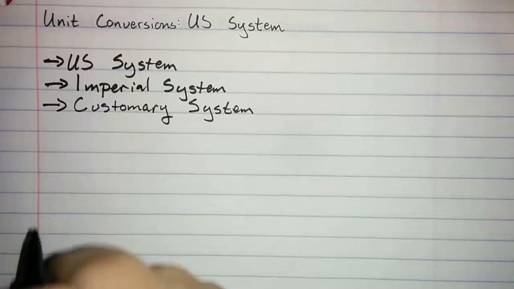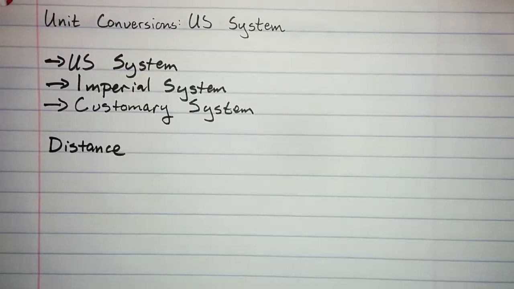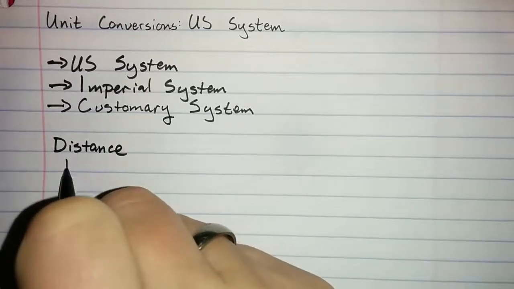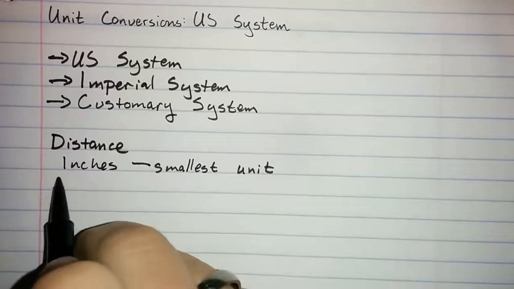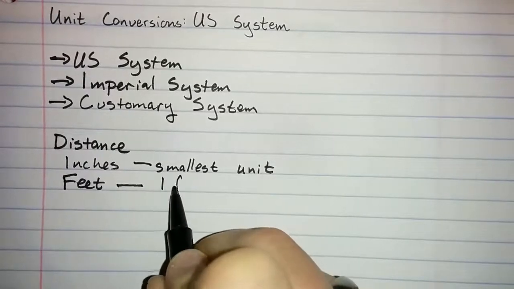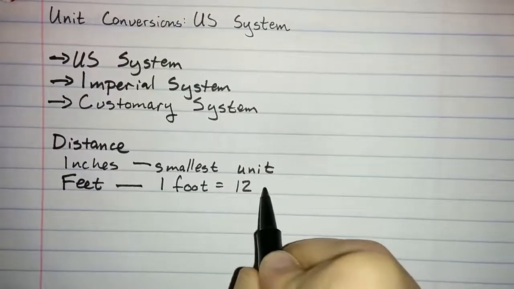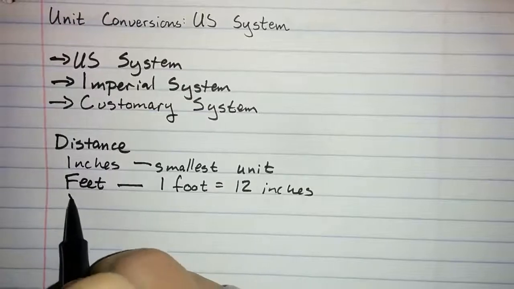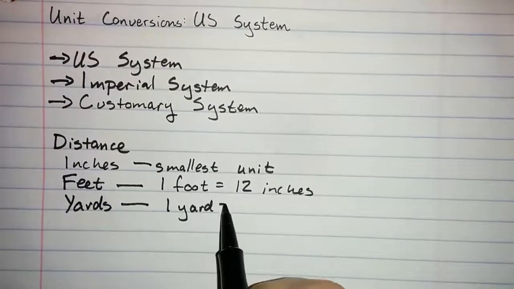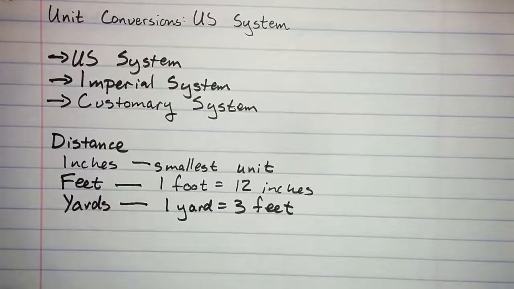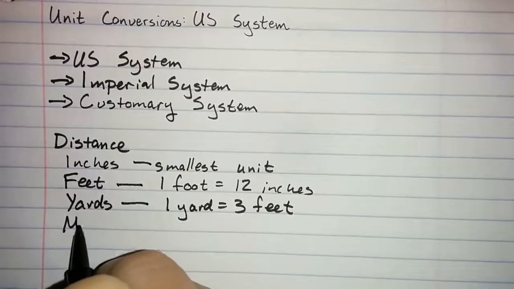For distance, the smallest unit that we frequently use is inches. And then the next larger unit is feet, with 1 foot equal to 12 inches. After feet, we have yards, with 1 yard equal to 3 feet. And after yards, we have miles.